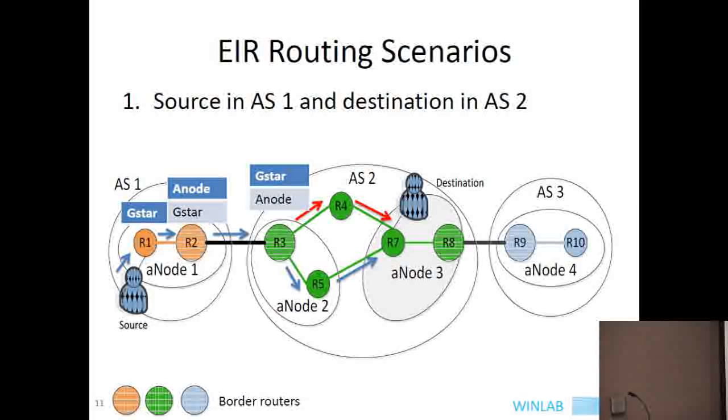R2 will find that the destination is not within its own AS, so it should look through its EIR, or the A node based forwarding table. So it looks through EIR and sees that the destination is A node 3 and the next hop is A node 2, and it forwards it to R3. R3 sees it's local traffic, and henceforth it just goes through the shortest path, which could be either the blue one or the red one depending on the link qualities. But all the internal routers use G star to forward the traffic.